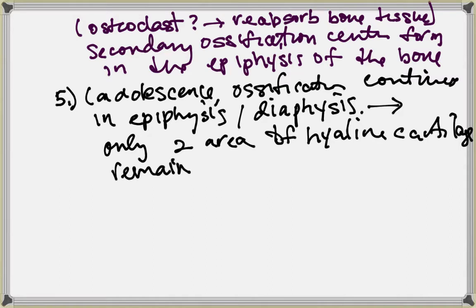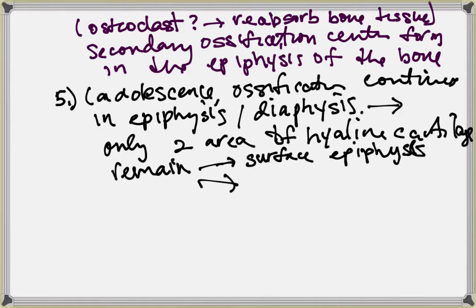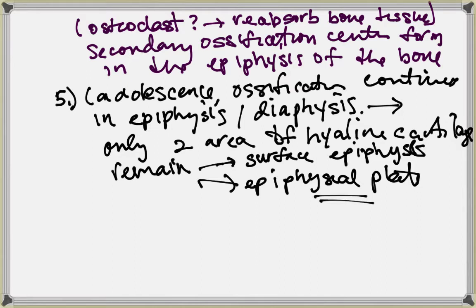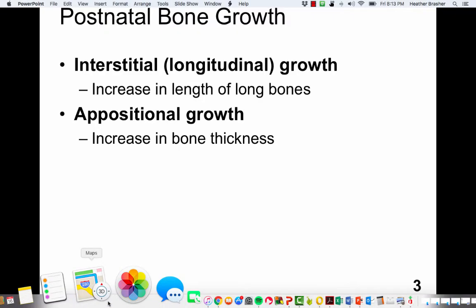And basically what you have is at the surface of the epiphysis, and at the epiphyseal plate. And then we know towards the end of adolescence, at the beginning of adulthood, this guy right here will completely ossify. So that kind of reviews for us basically the 2 types of ossification.